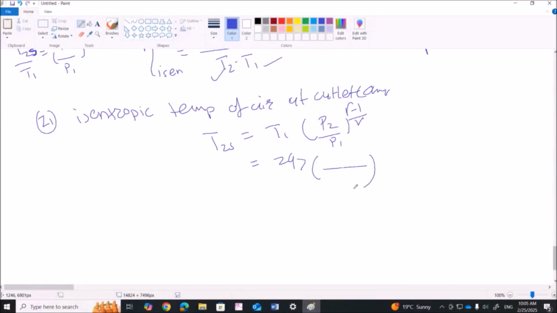P2 should be absolute pressure and not gauge pressure. So P2 is 1.31325 into 10 to the power 5, and P1 is 0.86325 into 10 to the power 5. Gamma is 1.4, so (1.4 minus 1) divided by 1.4. This is multiplied, so I will get the answer T2S is equal to 334.8241 Kelvin. Must be in Kelvin.